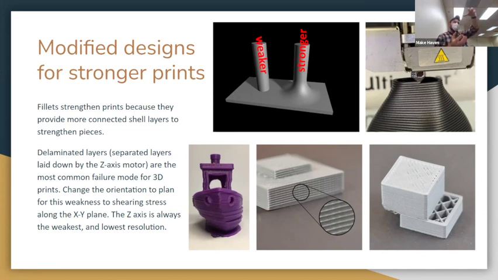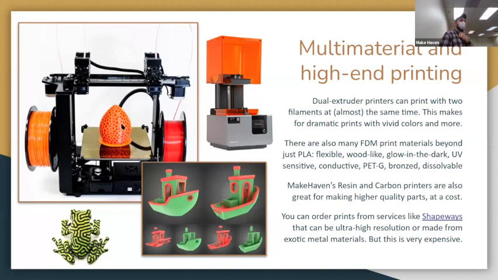If you can put in compressive strength, that's usually pretty good. Tension strength is always a little dicier because you're pulling on those layers, but tension across the layers is the worst. A crunch tension along the layers is usually much, much better. If you're really getting into the details of 3D printing, you can be in that headspace for what's going to make the strongest prints. And then multi-material high-end printing.